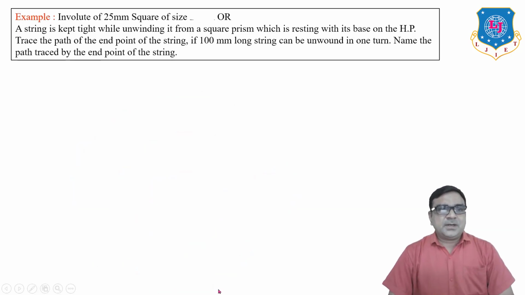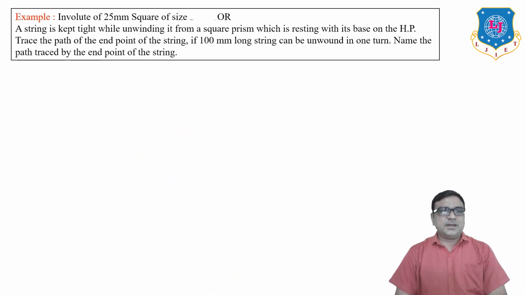Now another example for a polygon. Involute of a 25 mm square. A string is kept tight while unwinding it from a square prism which is resting with its base on HP. Trace the path of the end point of the string if a 100 mm long string can be unwound in one turn. Name the path traced by the end point of the string.